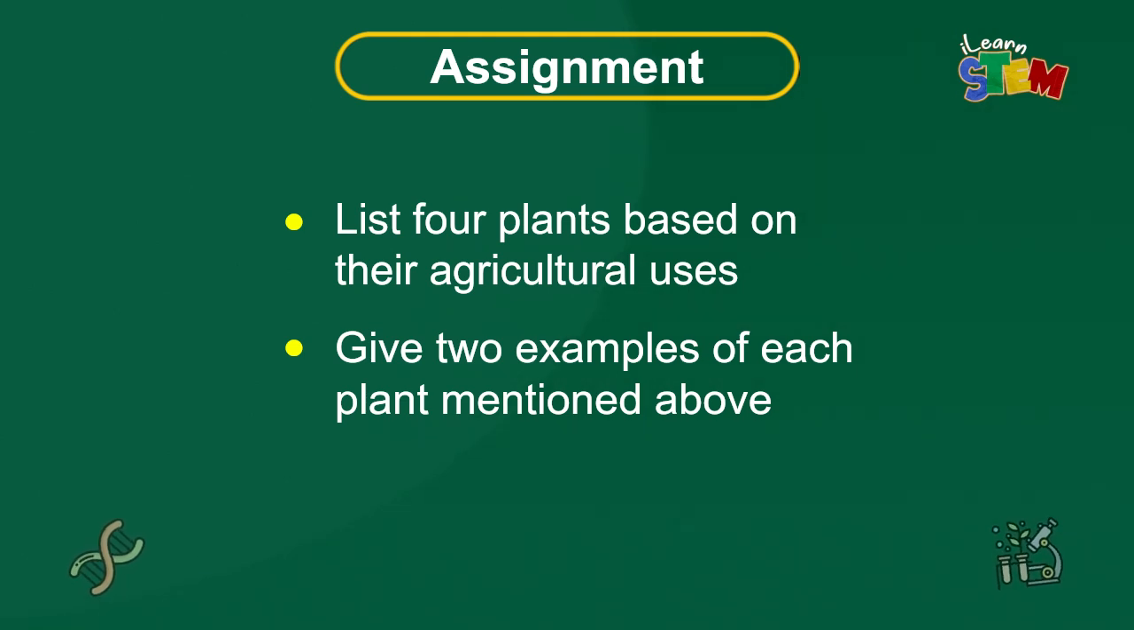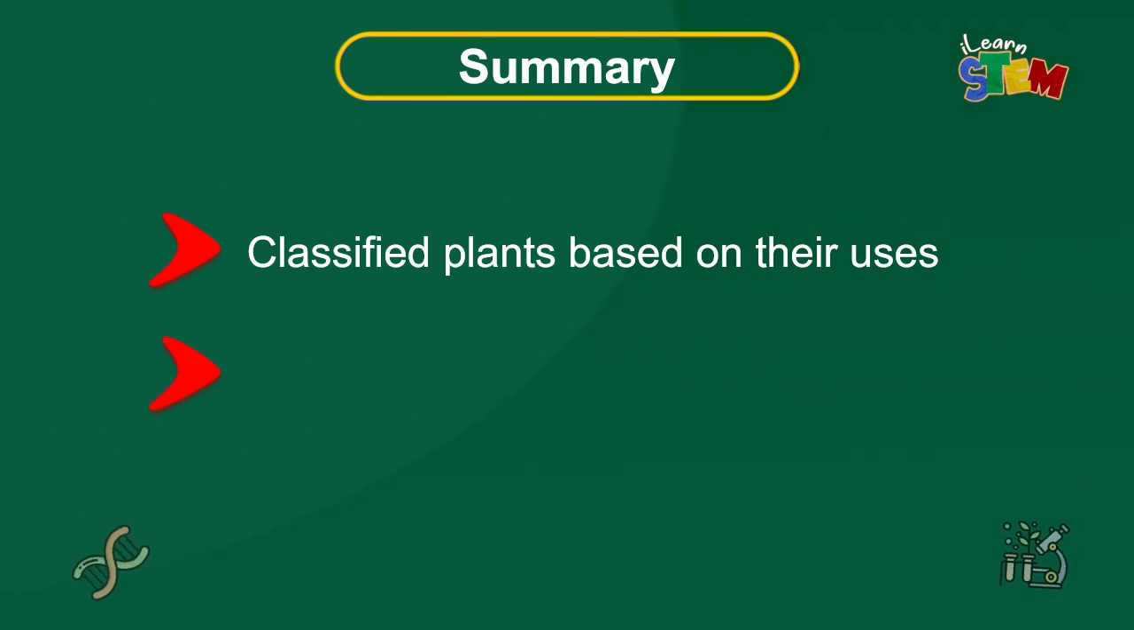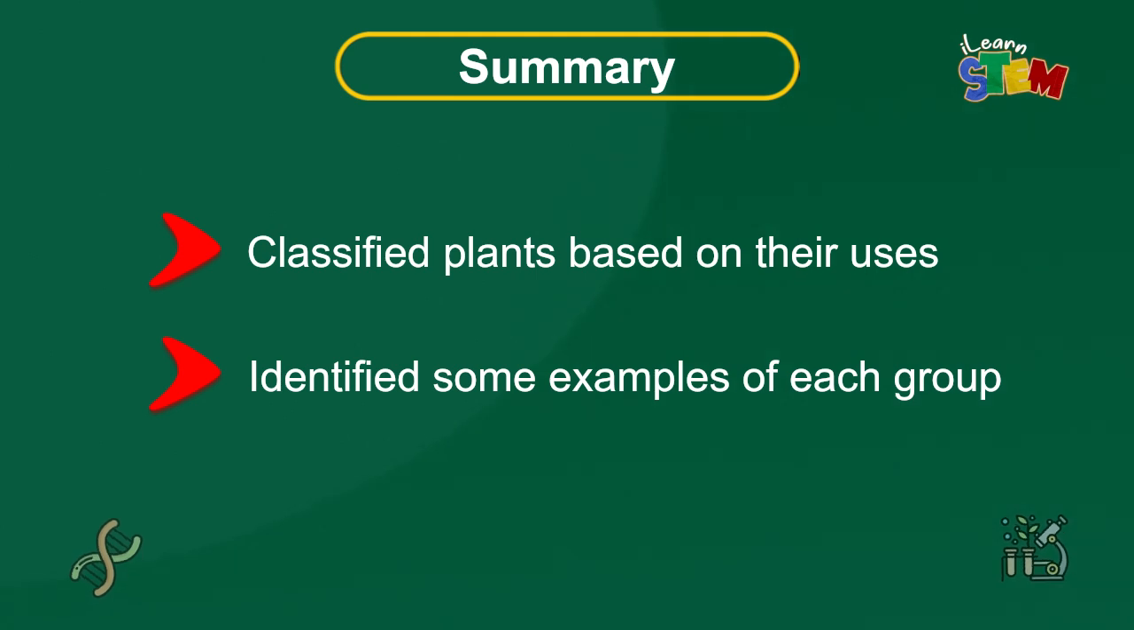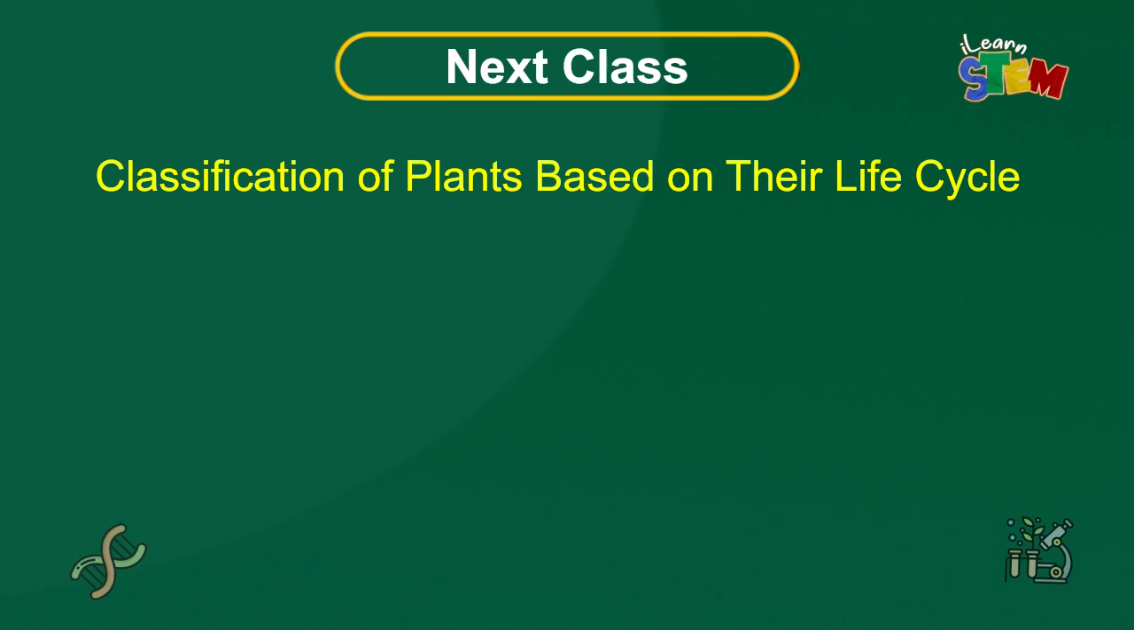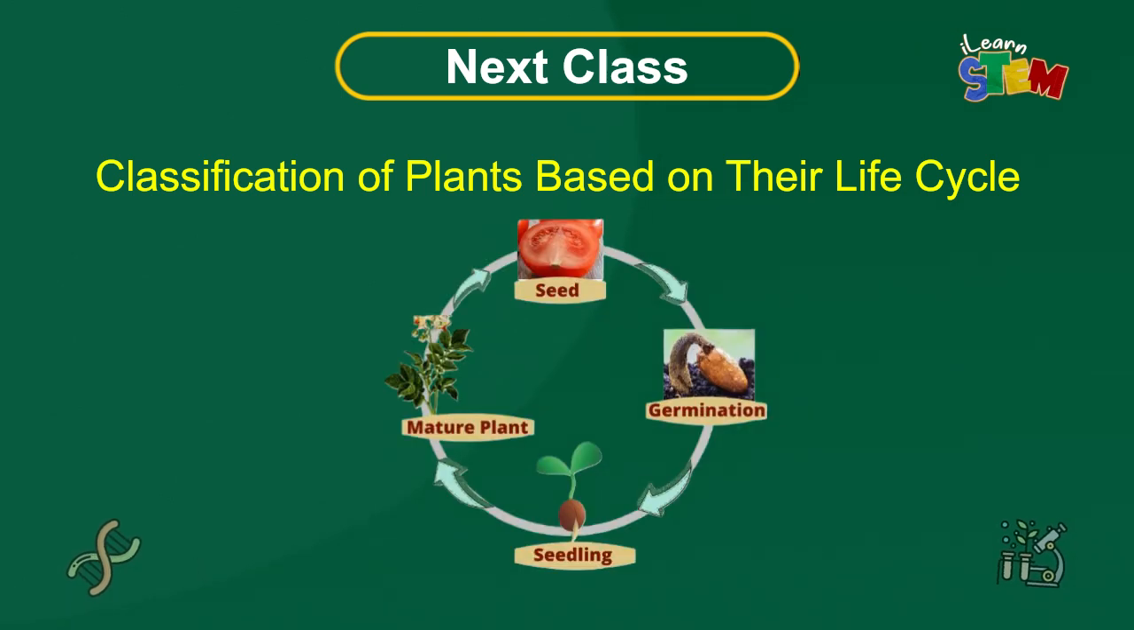Let's look at what we have learned so far. Today, we classify plants based on their uses. And we were able to identify some examples of each group. In our next class, we will be looking at classification of plants based on their life cycle.